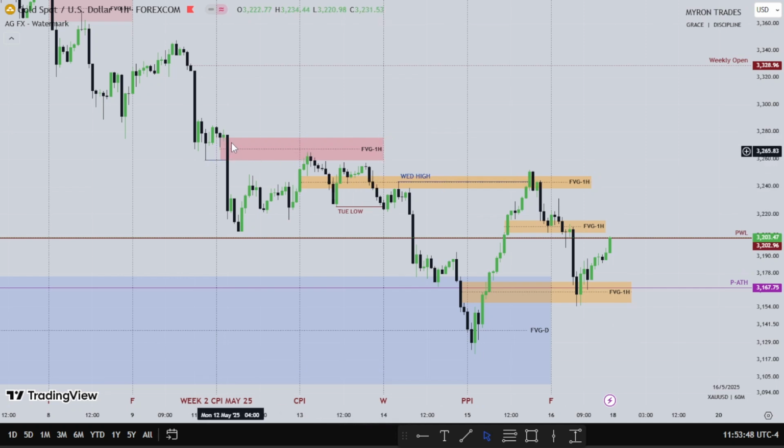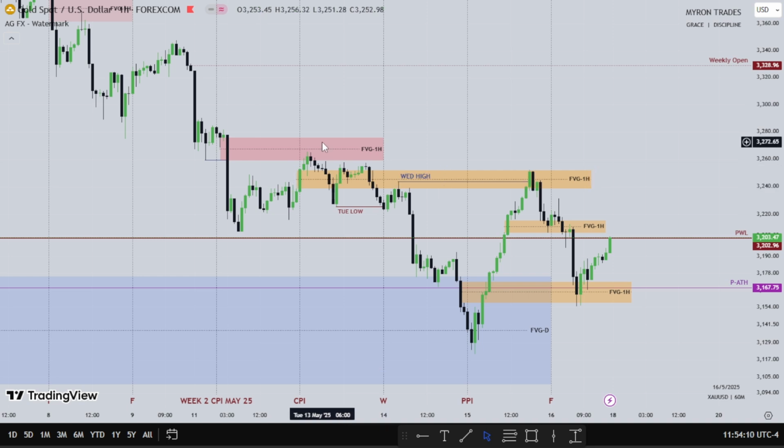Then we have Wednesday, tries to go higher. This hourly fair value gap right here. Gold found resistance, trades lower into the daily fair value gap. And Thursday, PPI day, trades higher. Tuesday, CPI. CPI didn't do much in the markets on Tuesday.